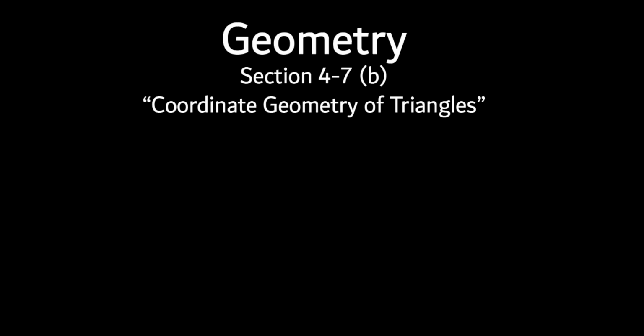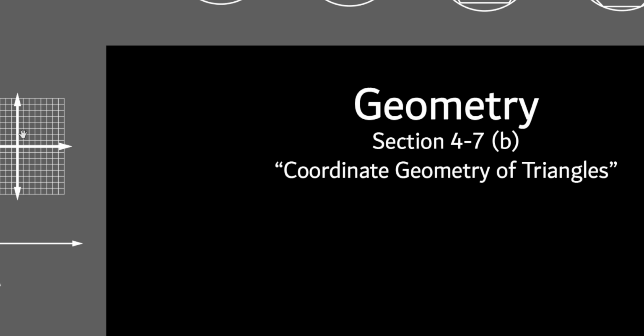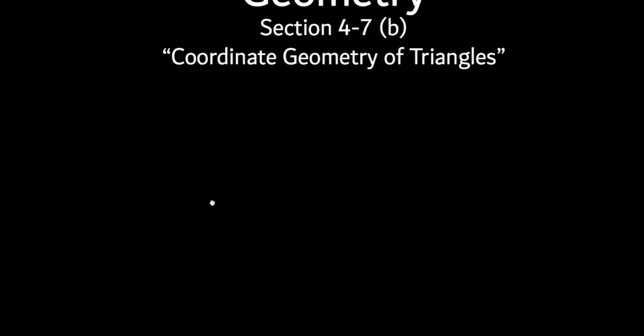All right, let's do a little bit of this 4-7b. And let's do the example. Let's see, do I have enough? 1, 2, 3, 4. Yeah, I got enough. Seeing if I had enough points on this graph to use. I think I do.